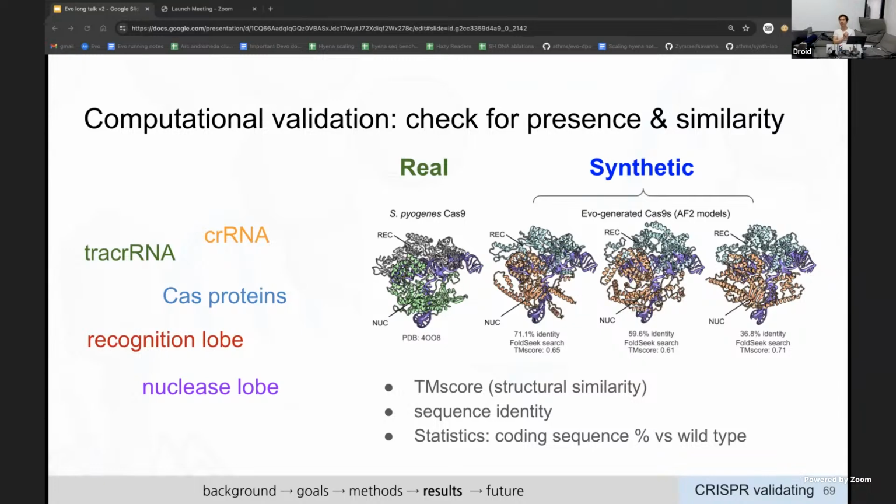We'll look for things that real systems have, right? Things like tracer RNA, CRISPR RNA, or Cas proteins. You can think of them as little widgets that need to be there to be a valid sequence. And so we'll use programs in computational biology, which could essentially try to mine or search for these in our synthetic ones to see if the presence of these modules are there or not. We can also check for folding scores from AlphaFold, or metrics like sequence identity, which is basically measuring how similar these sequences are in terms of the actual DNA characters and how many times they match, essentially.